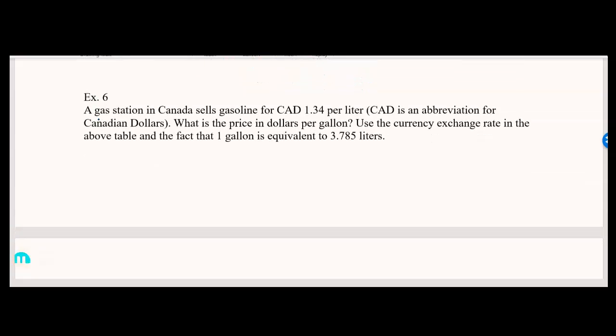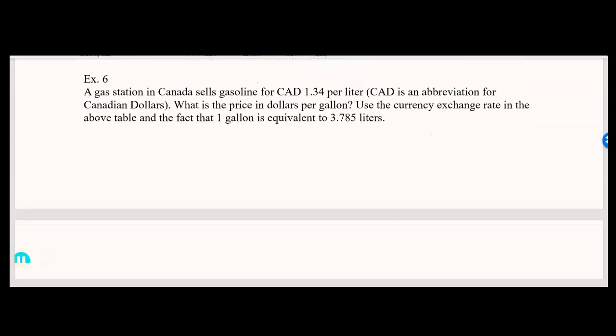Next, now this one, we have a gas station in Canada that sells gasoline for Canadian dollars, $1.34 per liter. CAD is abbreviated for Canadian dollars. What is the price in dollars per gallon? Use the currency exchange rate in the above table and the fact that 1 gallon is equivalent to 3.785 liters.